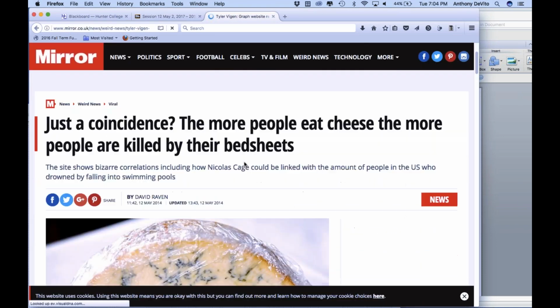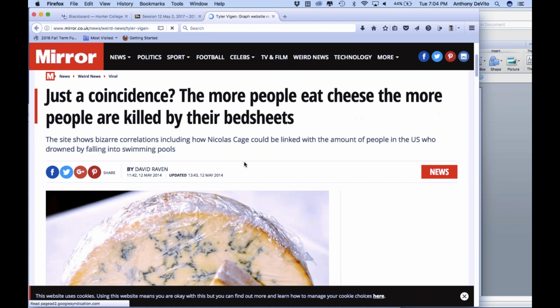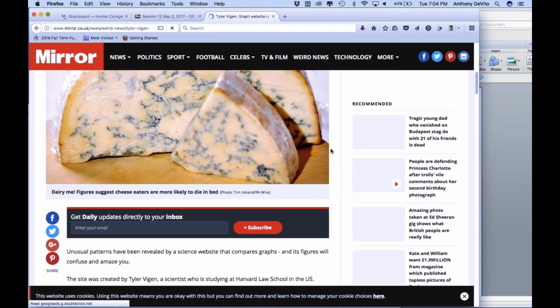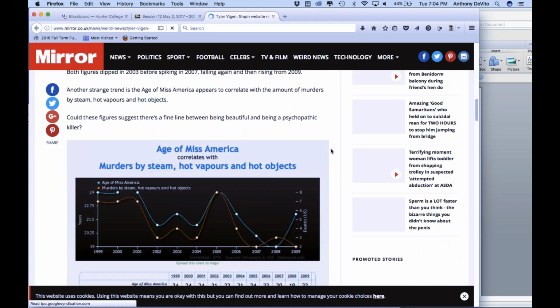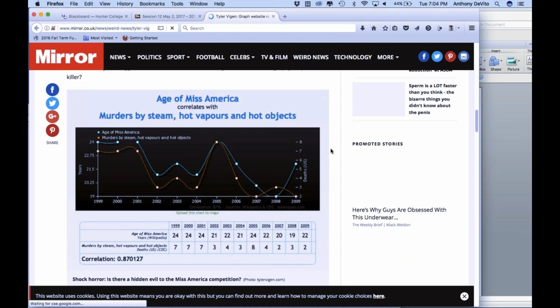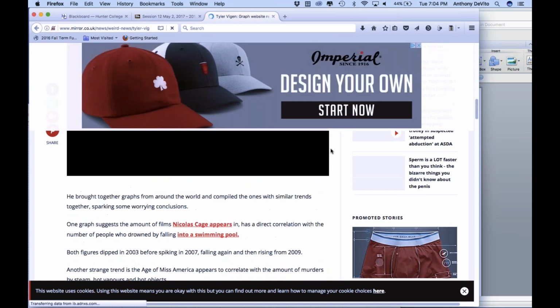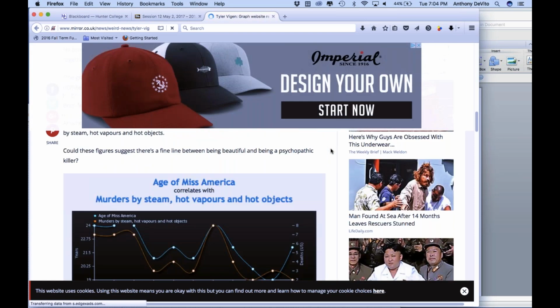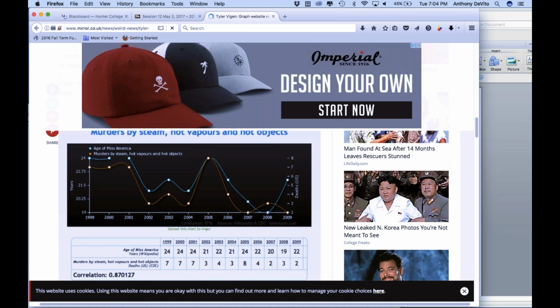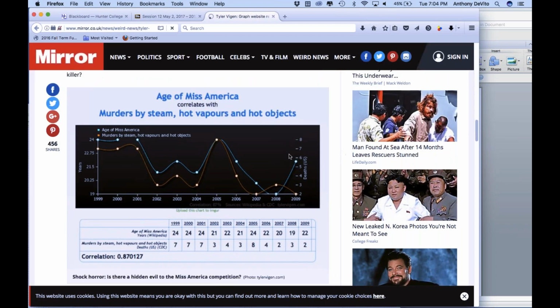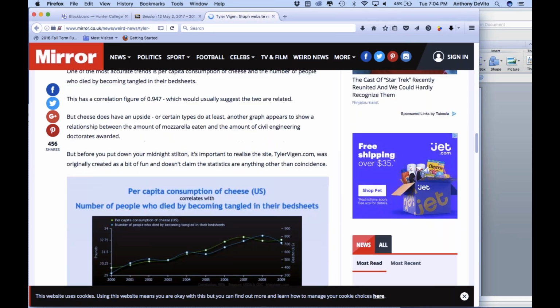Oh, here you go. The more people eat cheese, the more people are killed by their bed sheets. And we have a few charts right here. Here's a year-to-year chart of the consumption of cheese versus the number of people that were strangled by their bed sheets each year. Boy, it looks like there's a pretty strong association there, right?